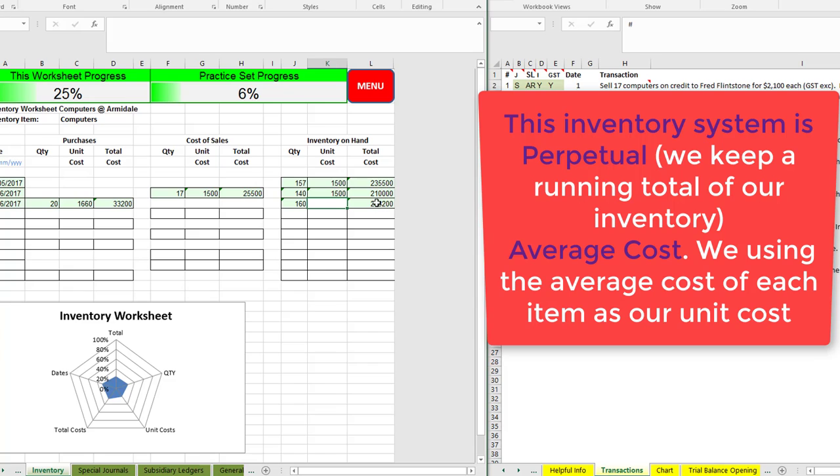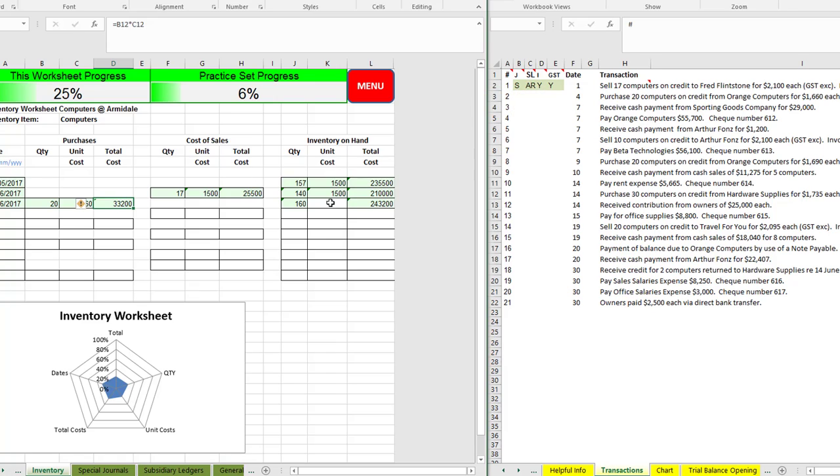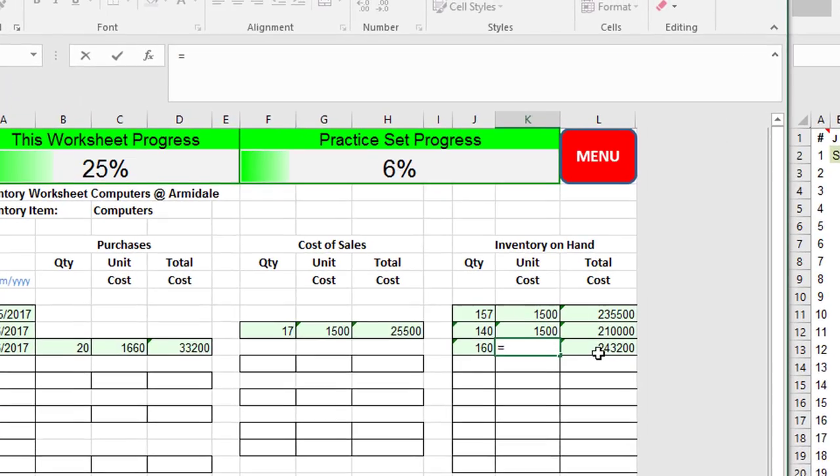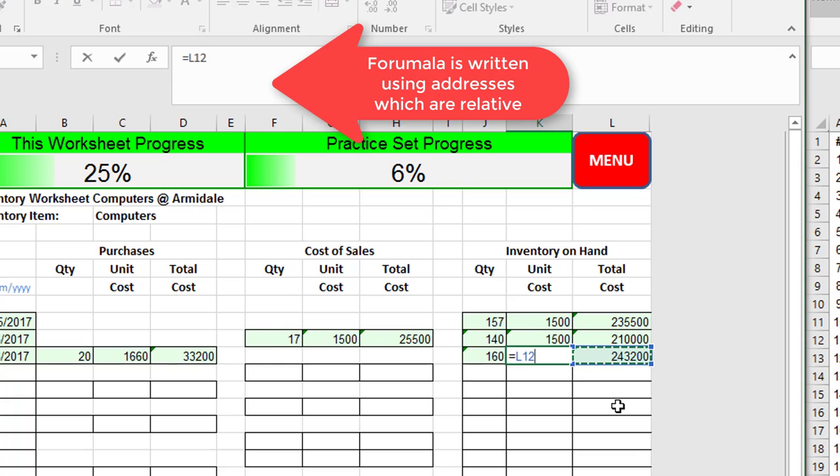And why do we fill that across? Well, you see the formula that comes up. L1, that's the cell one above me, and add that to D12, that's the cell to my left. Now we work out the average: 243,200 divided by 160, and we can see the average cost of the computers has gone up by $20 each.